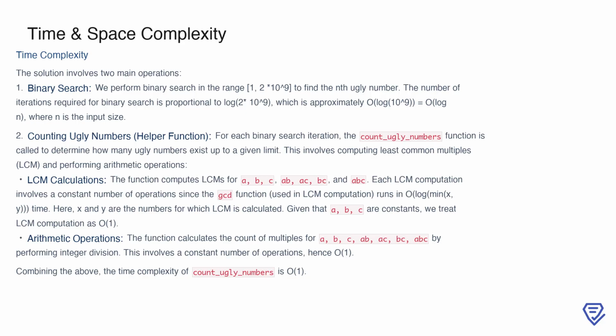Next, during each binary search iteration, we call the helper function count_ugly_numbers, which calculates how many ugly numbers exist up to a certain limit. This function relies on least common multiple (LCM) computations and basic arithmetic. The LCM is calculated using the greatest common divisor, GCD, which runs in O(log(min(x, y))) time. However, since the inputs a, b, c are constants, these calculations are treated as O(1). Additionally, the arithmetic operations to find counts of multiples based on a, b, c and their combinations are all constant time. Therefore, the overall complexity of the helper function is O(1).